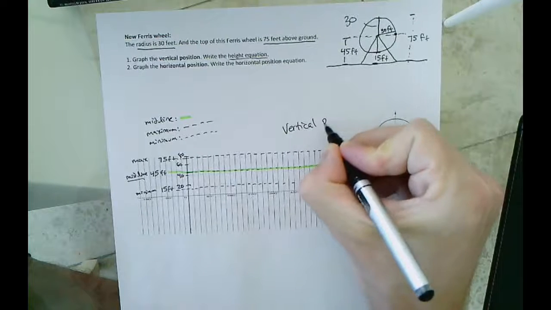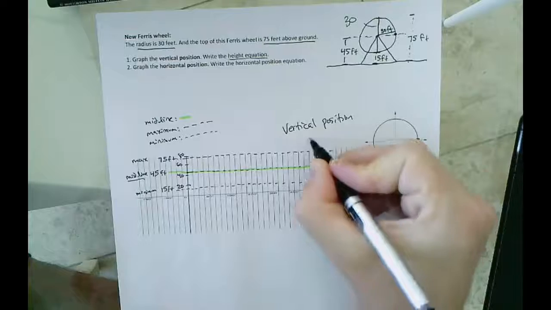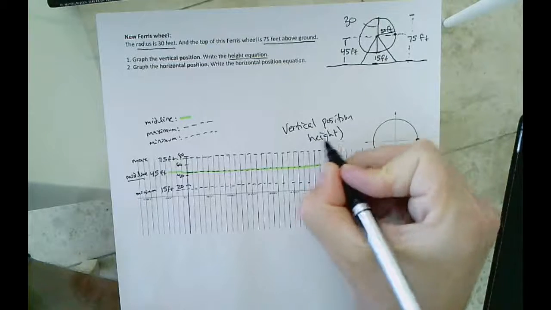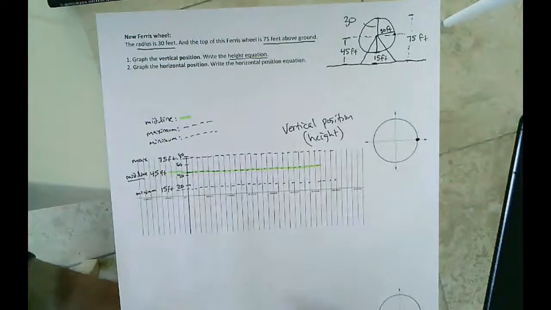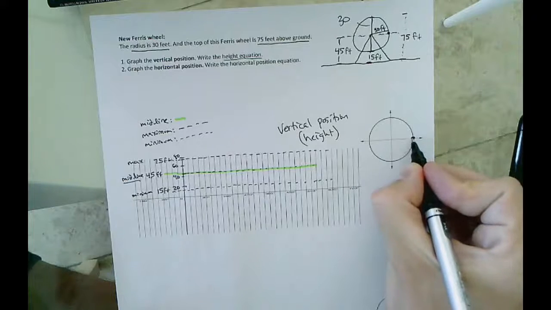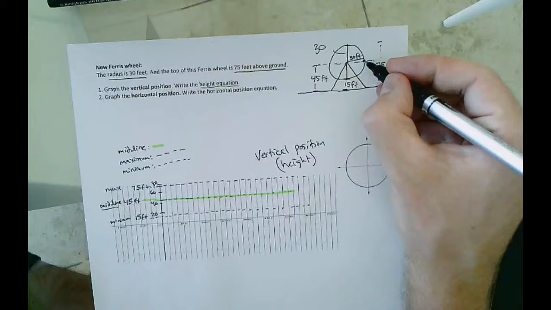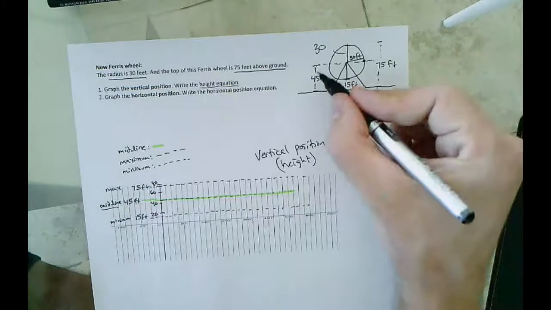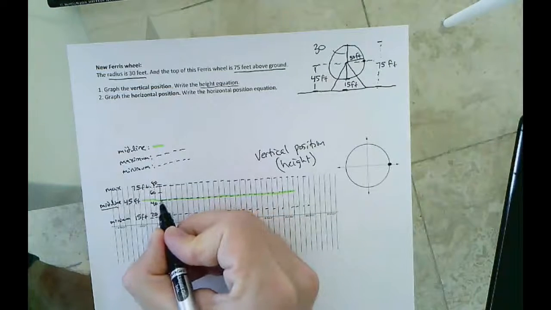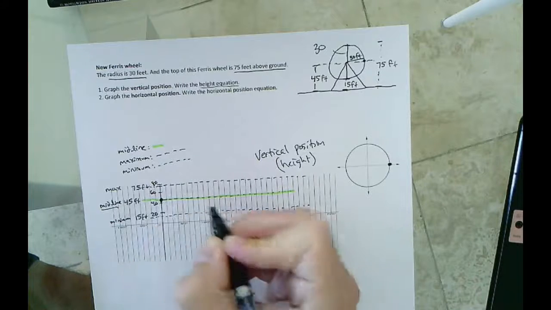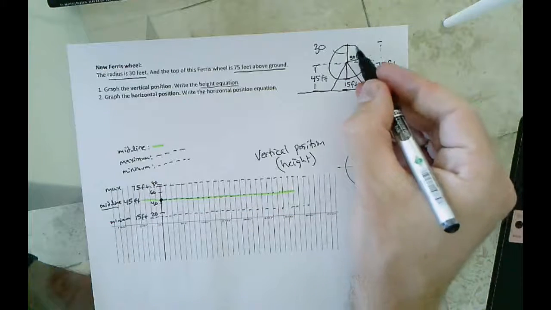The height. So the height starts off right here at 0 degrees, at the midline. So at this point right here, we're at 45 feet. So this vertical position starts right here. Now at 90 degrees, it goes all the way up to the very top. It goes all the way up to our maximum right here.